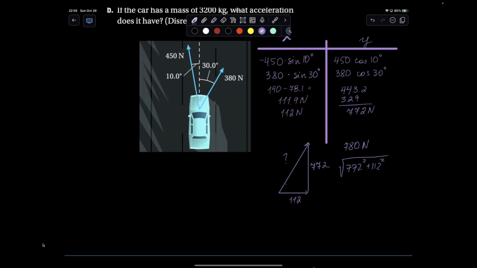And what is important is, because they want magnitude and direction, I also have to figure out my angle, which will be the arctan or inverse tan, north over east. So 772 over 112. That should get me 82 degrees, and it's going to be northeast.